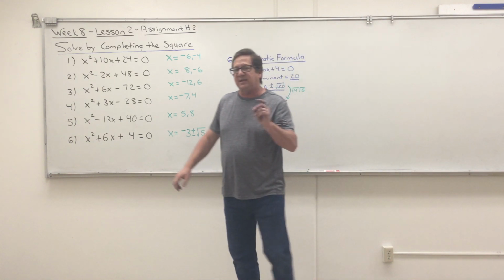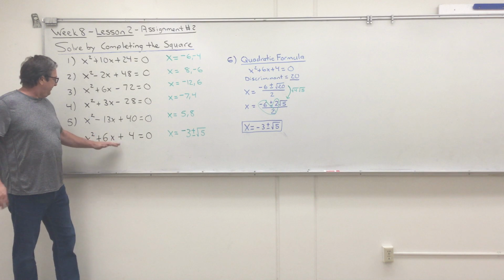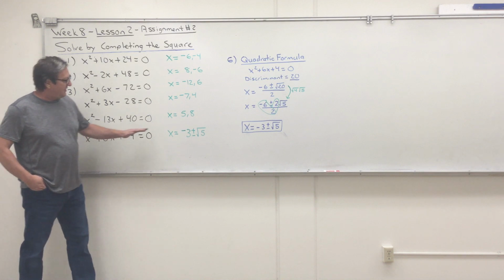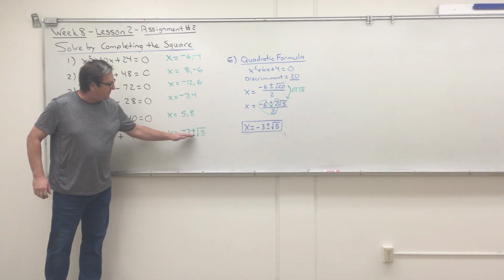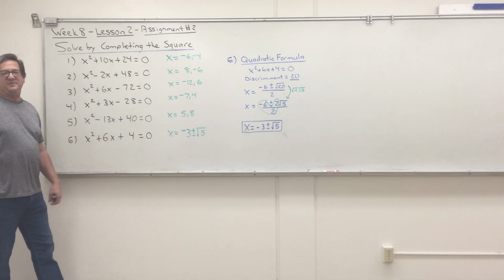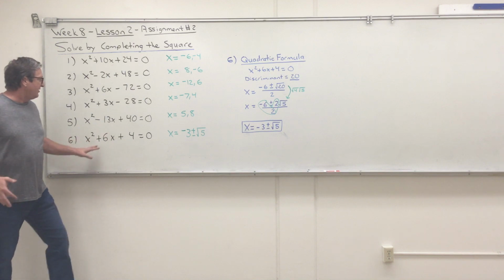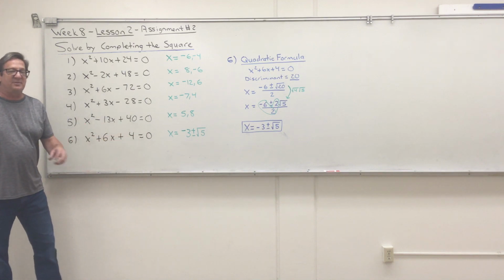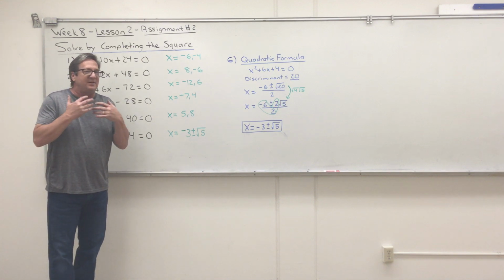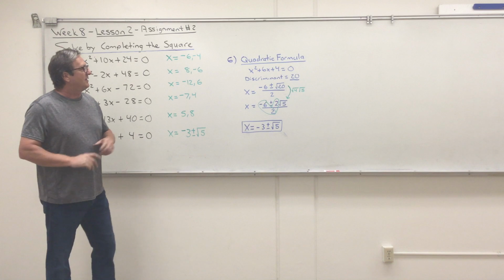But I want to talk about the answer to problem 6. If you do problem 6, your final answer is going to be -3 plus or minus the square root of 5. Now, what's half of 6? 3. 3 squared is 9. So I can already see adding the numbers. Completing the square can actually be a lot faster than you think. But I want you to see problem 6.